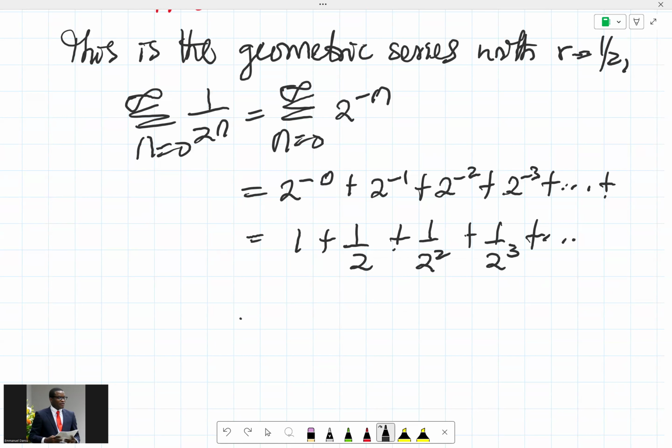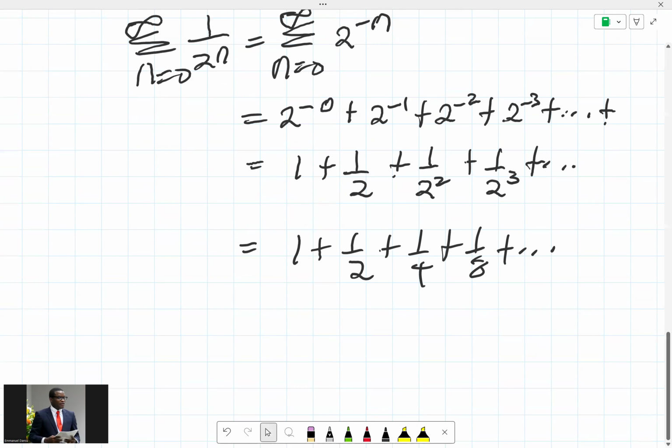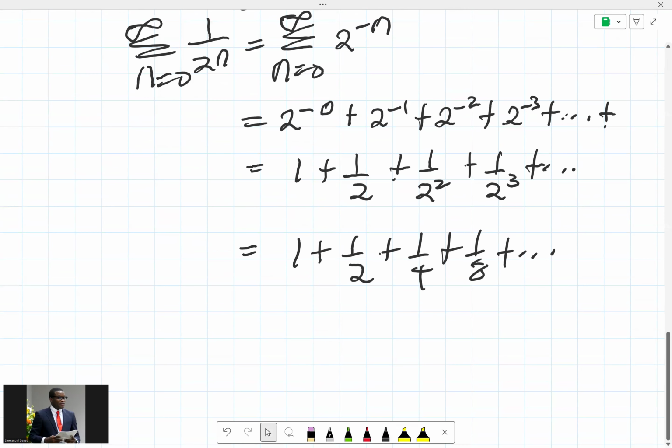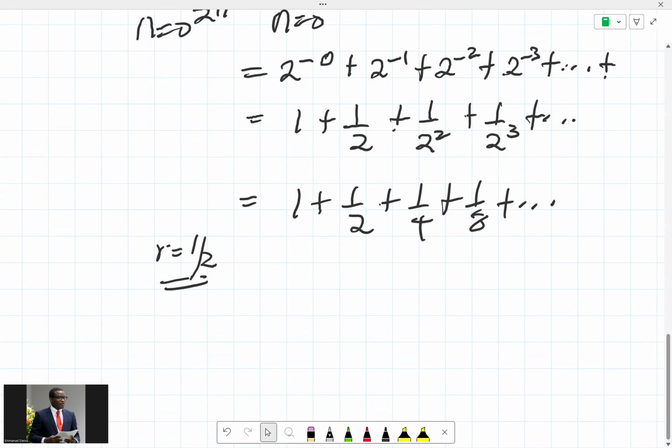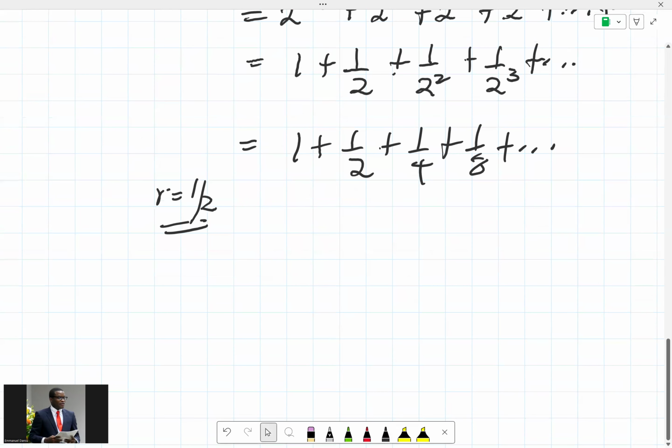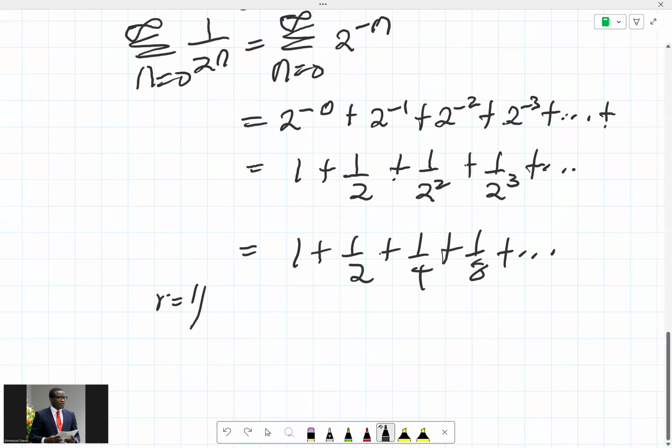So this is like 1 plus 1 over 2 plus 1 over 4 plus 1 over 8 plus all this. If you keep multiplying by half, you see that it's actually a geometric series with r equals half. And for geometric series, they never converge. So r equals half.